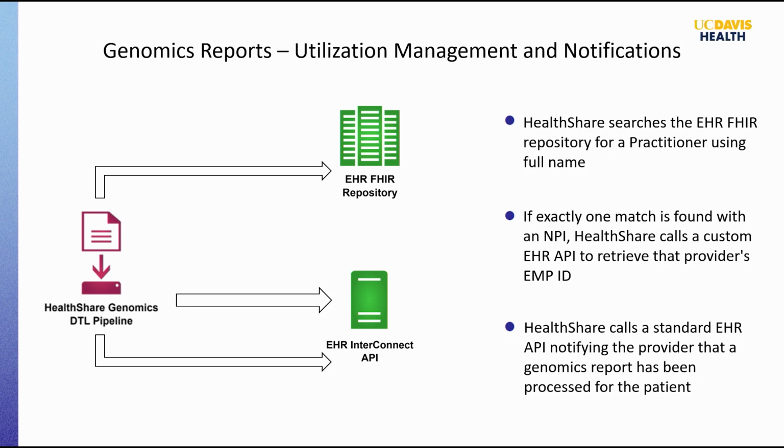So what happens next is that when a provider is in their in-basket, they open up a folder named Genomics Results. They see that they have a new report in there. They click on that report, and part of the details of the message is a link where they can view the genomics reports for this particular patient. And that's how the provider knows that there's a new genomics report available.